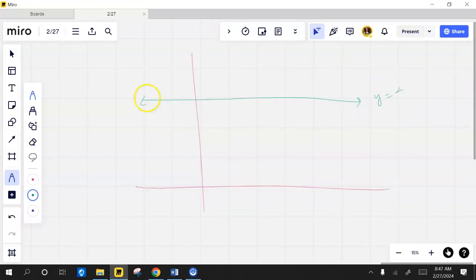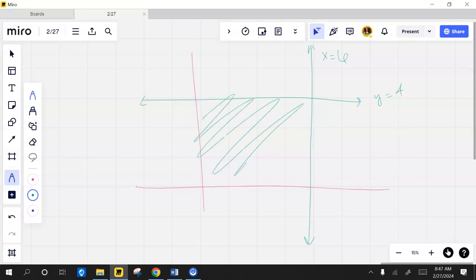Y equals 4. Robert, we're doing the first one. If you watch this. X equals 6, x-axis and y-axis. So I'm a square here, or a rectangle, right? It says that it's rotated about the x-axis. So my radius is here, right? There's no hole, so I don't need to use a washer. I can just use a disc. Here's my radius. What is that length?